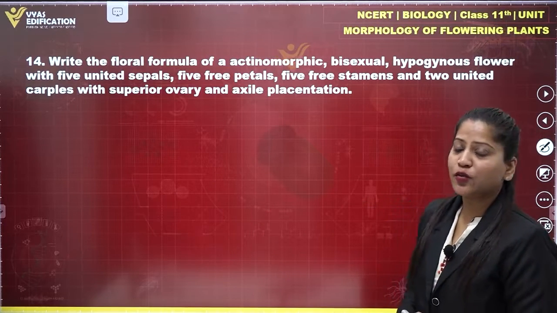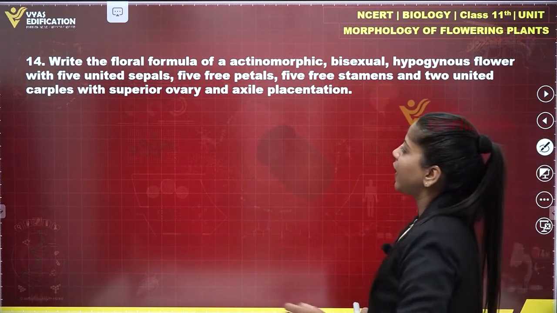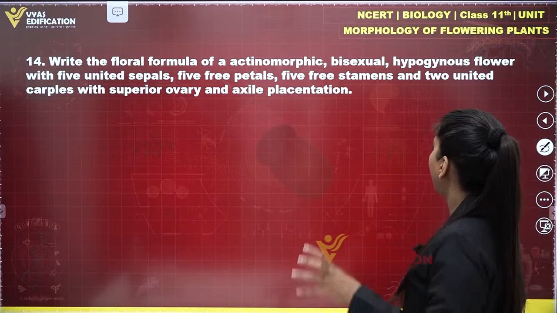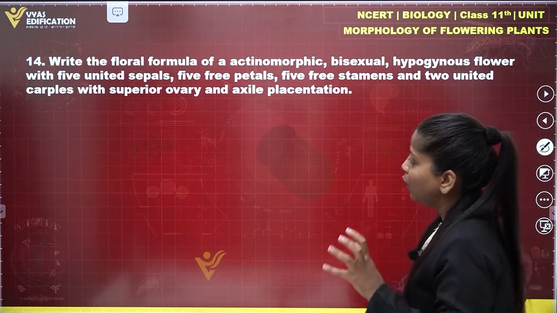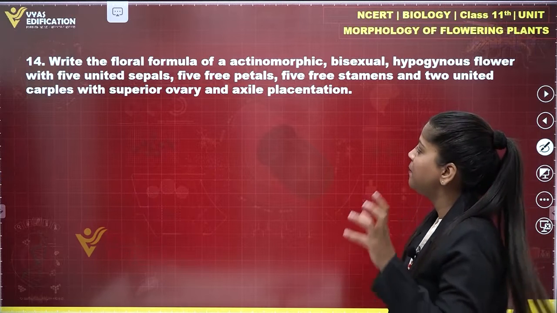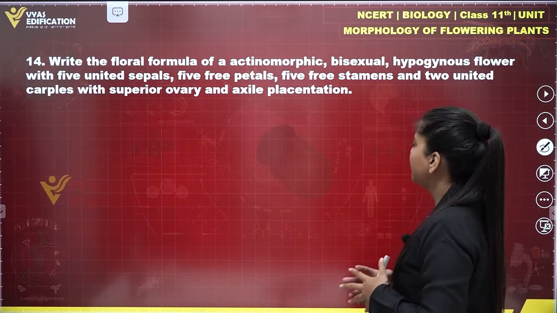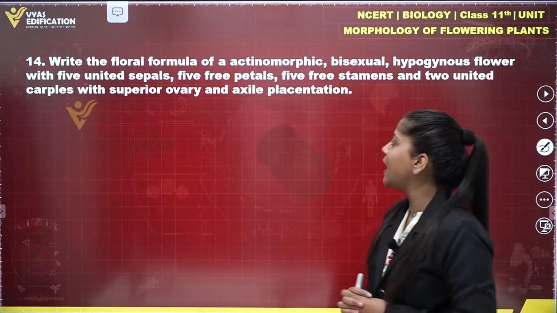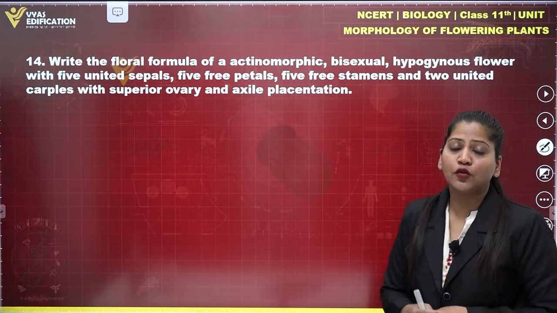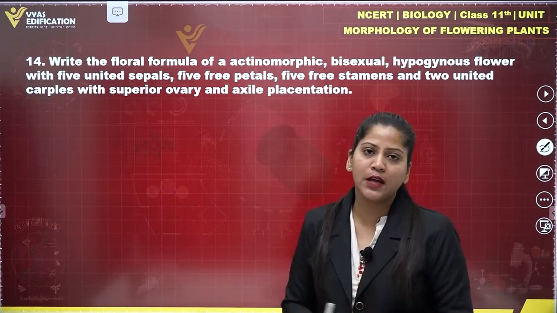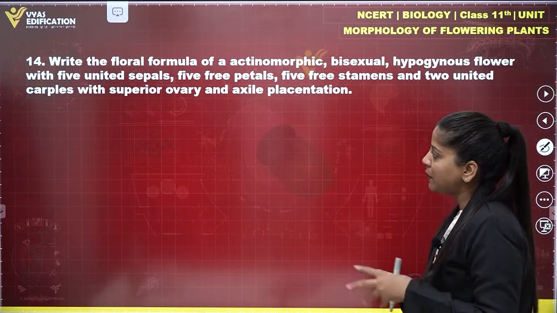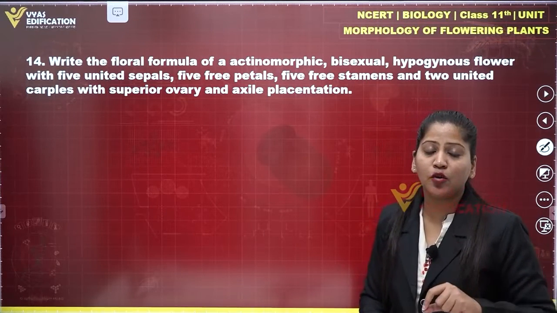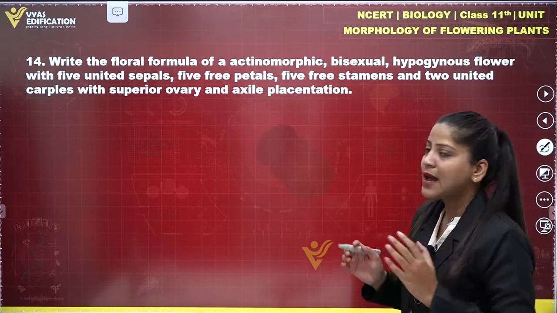Now we are moving on to the next question, that is question number 14, and we have to write the floral formula for an actinomorphic bisexual hypogynous flower with 5 united sepals, 5 free petals, 5 free stamens and 2 united carpels with superior ovary and axile placentation. So to write any floral formula for any of the family, we have to remember the formulas assigned to these particular terms such as actinomorphic, bisexual, hypogynous, etc.